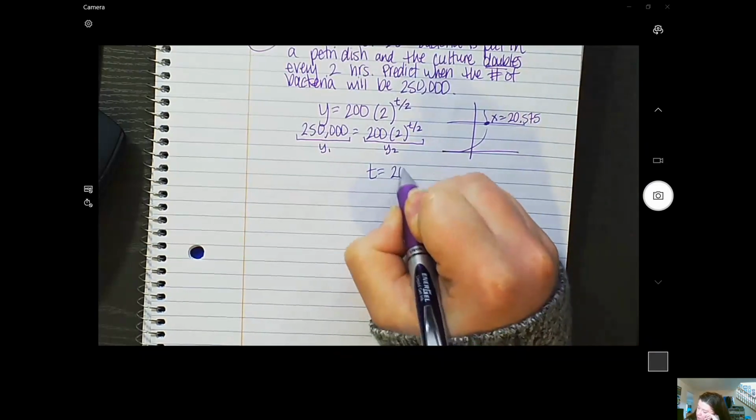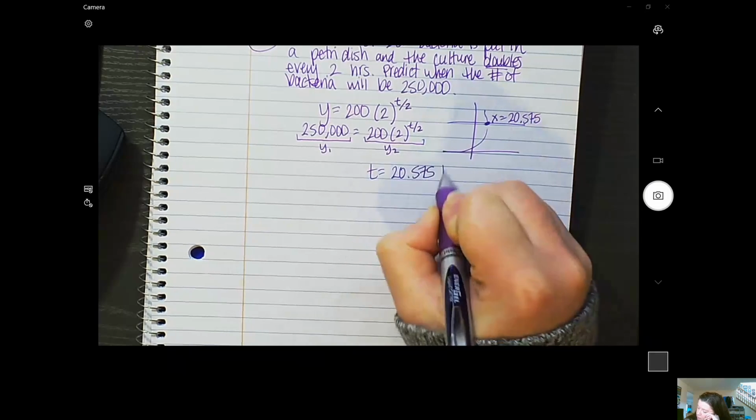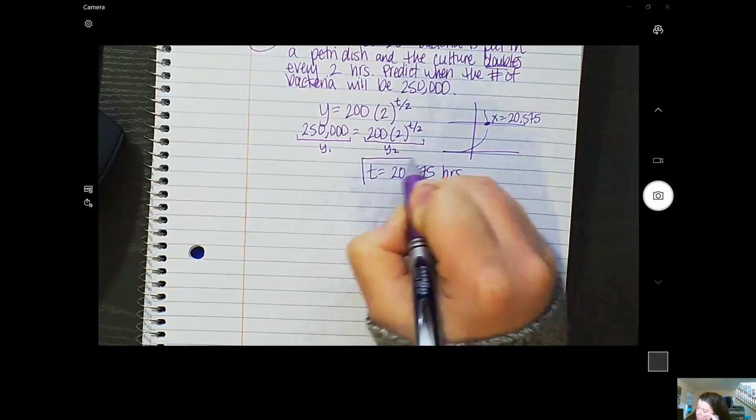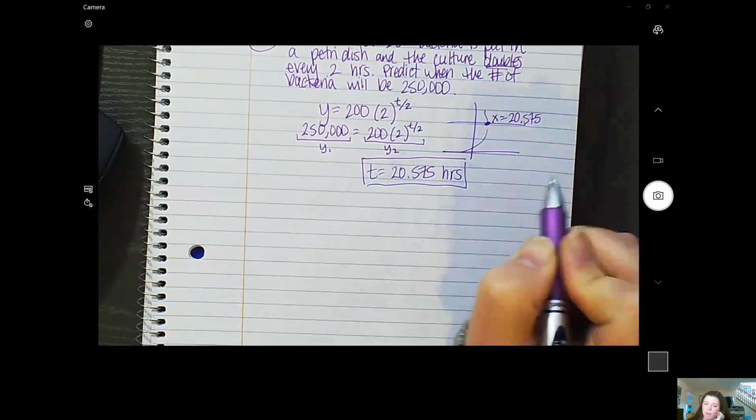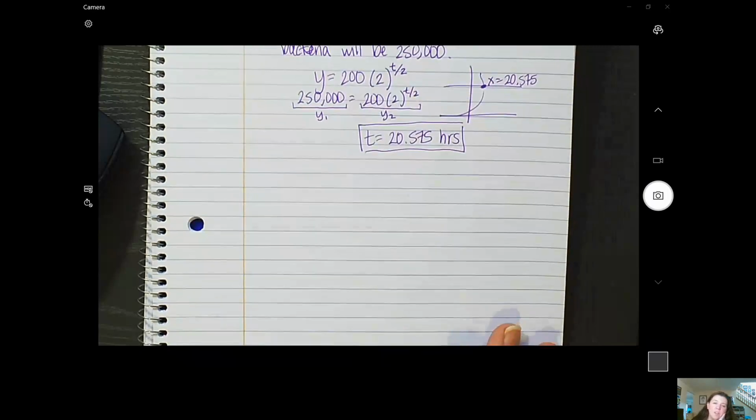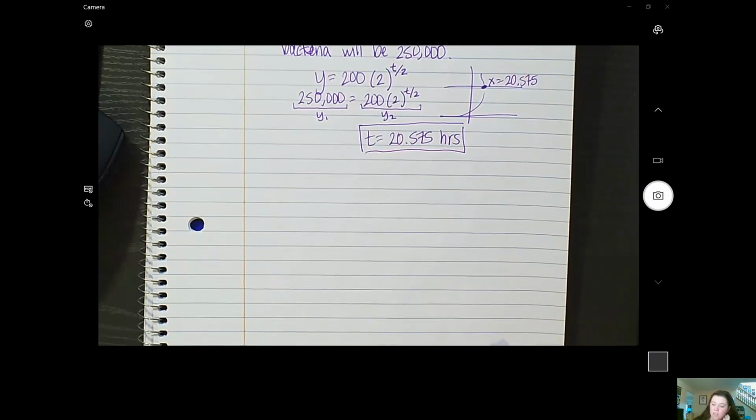T equals 20.575 hours. In this case, can you have partial hours? You can have partial hours, so that's okay. If it was an answer that was a number of buses, then no, you wouldn't give a decimal.